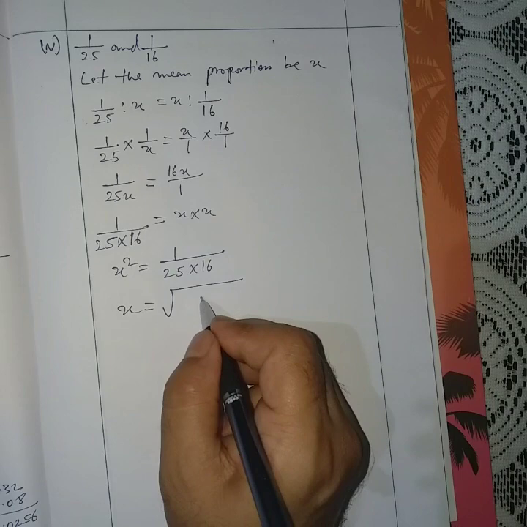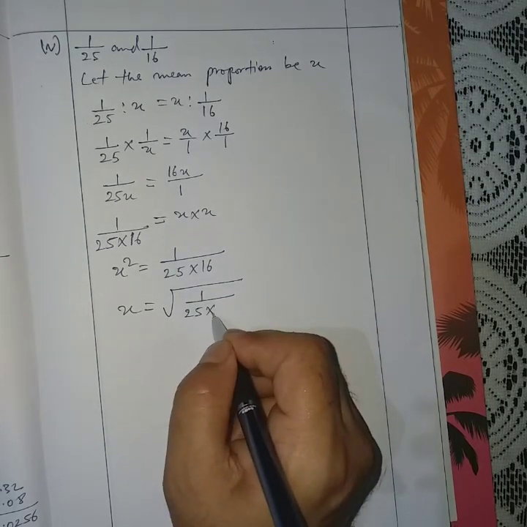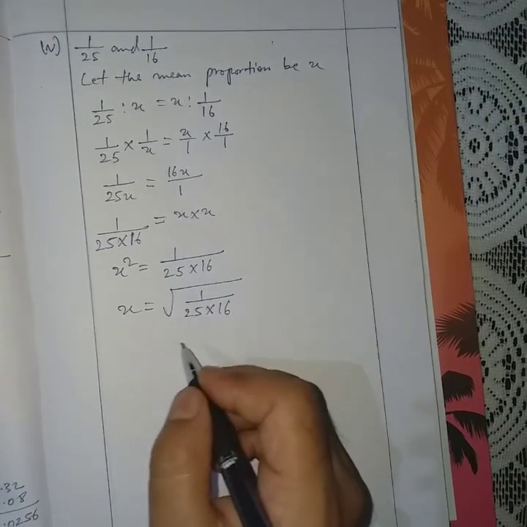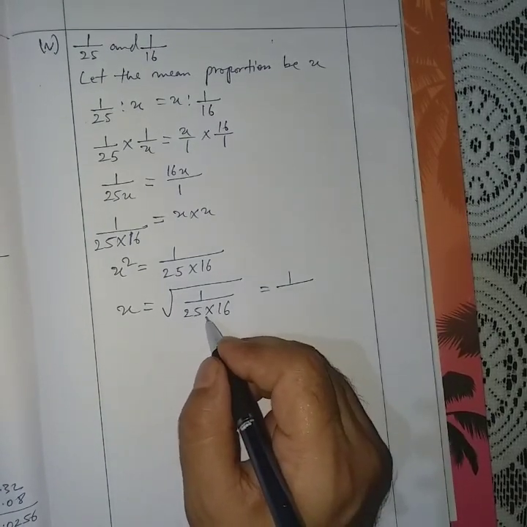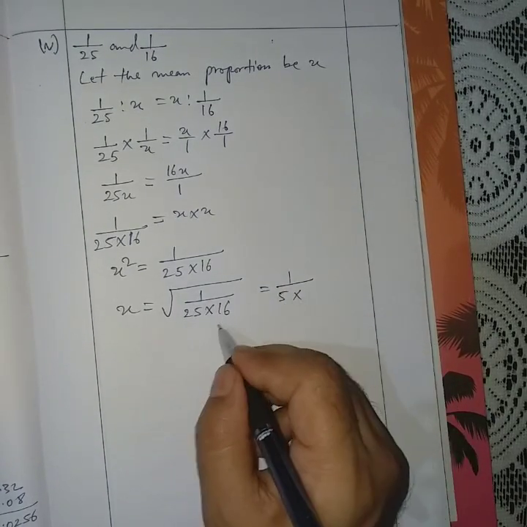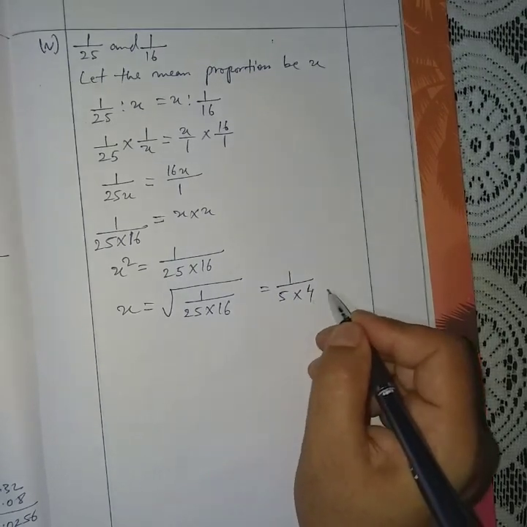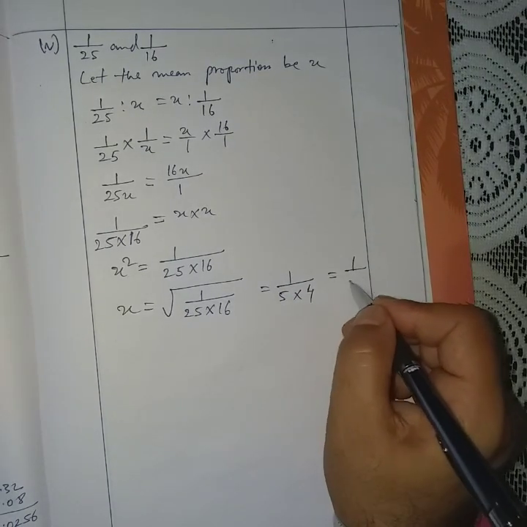The square root of 1 is 1 only. The square root of 25 is 5. The square root of 16 is 4. So here we get the answer 1 by 20.